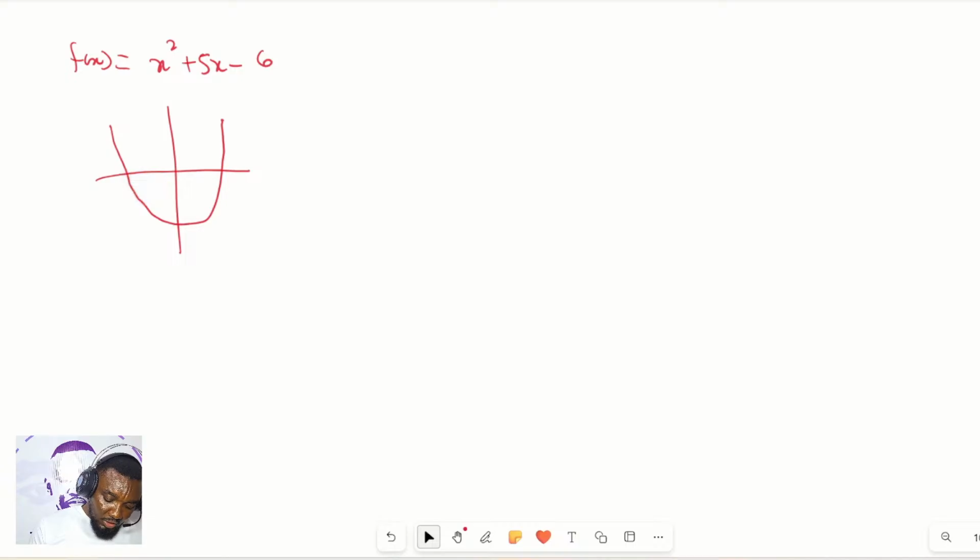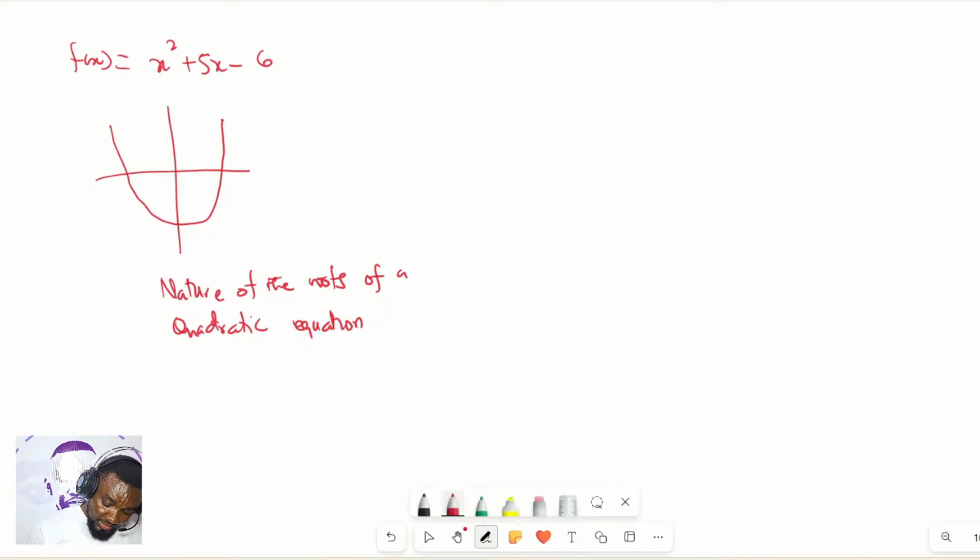We could also look at the quadratic function, if we want to look at the nature of the roots of a quadratic equation, whether the roots are real roots or not real, or probably they are repeated roots, although they are the complex type of roots.